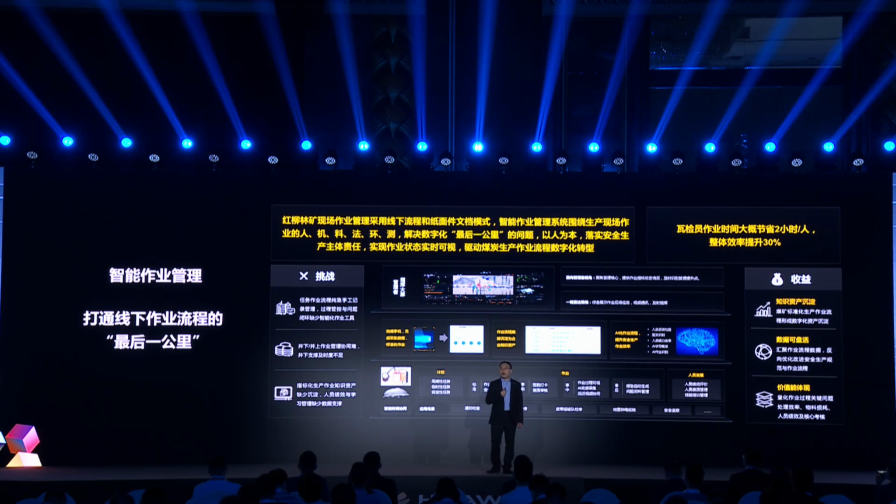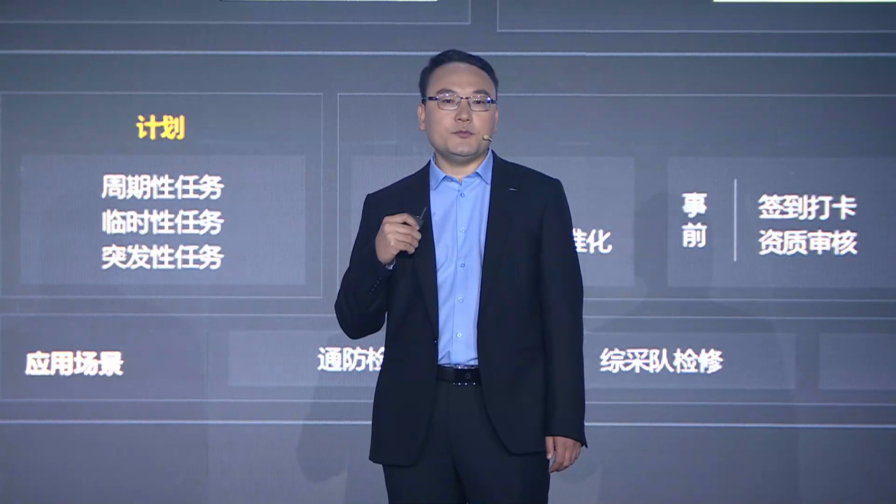This is the intelligent operation management system. This is created by Huawei's ISDP team. This was launched on the 13th of this month. It was well received.